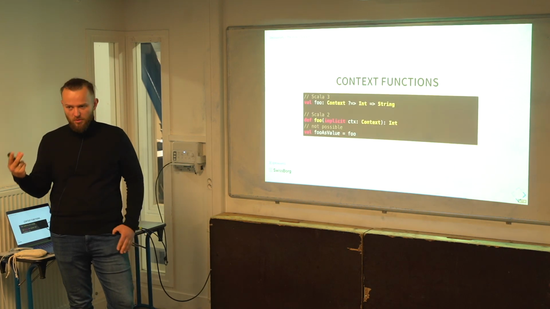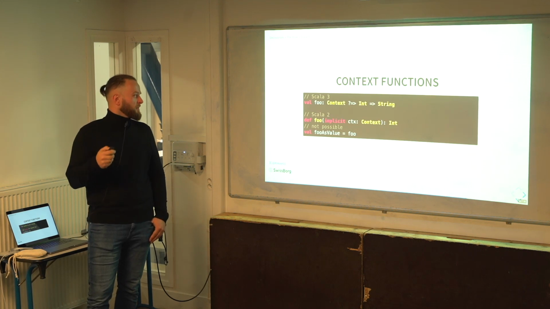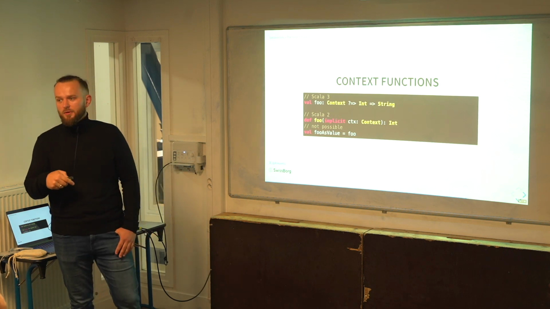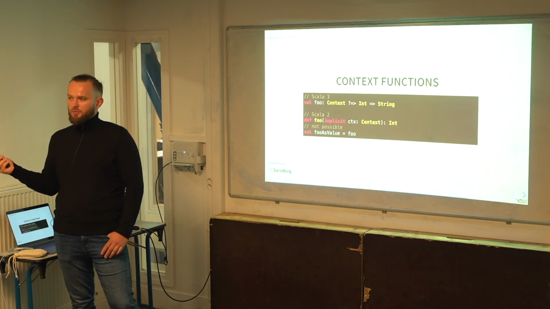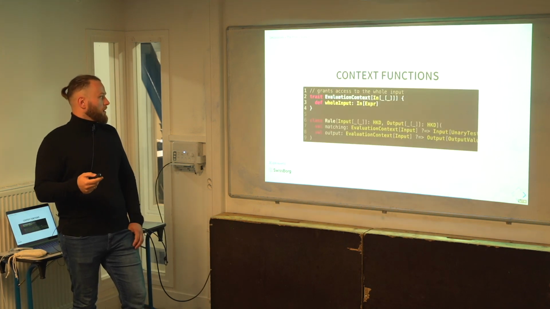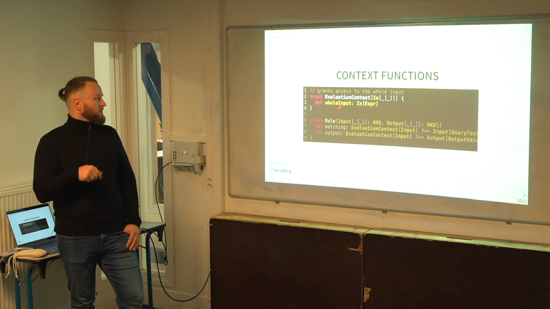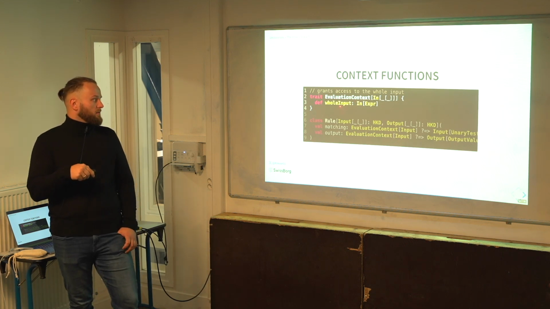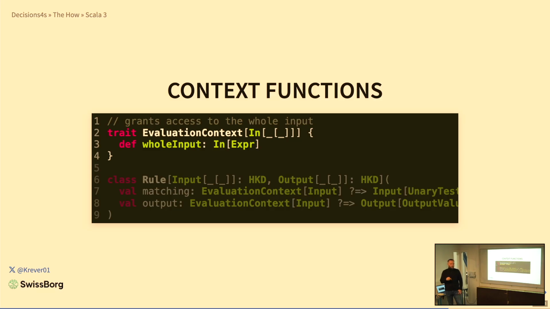Another thing, context functions. You had a dedicated talk, I think, about that. That's basically an implicit parameter moved to the value. You may wonder how it is used, because I have not shown you anything that might require it. And that's true, because I did it kind of on purpose. There is this thing called evaluation context, and the only thing it does in Decisions4s is give you access to the whole input.